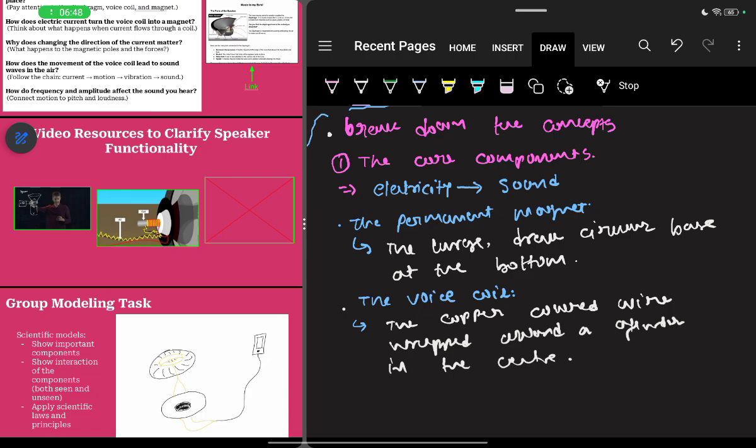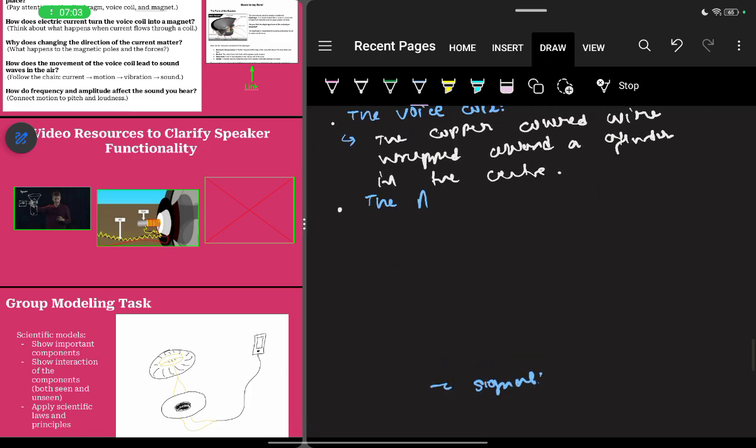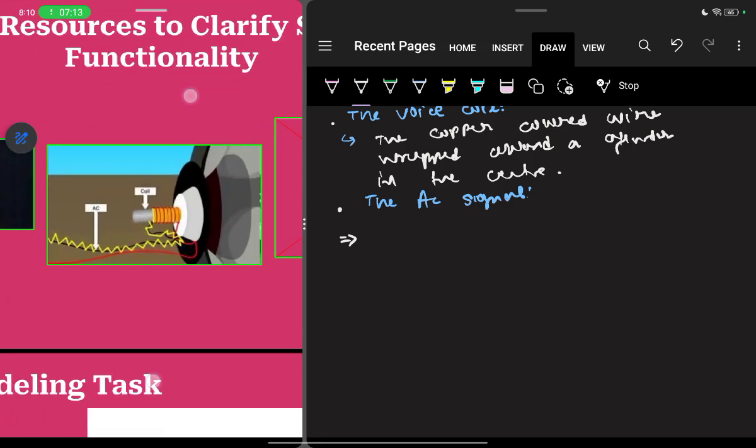And the third one is the AC signal. Okay, the third one is the AC signal. Where is it? The AC signal. So it is indicated by the yellow zigzag line. Okay, this yellow zigzag line.